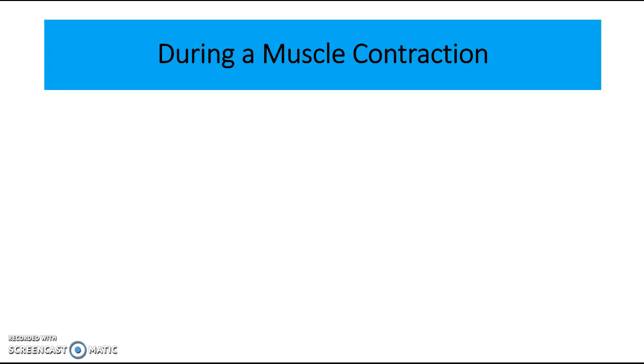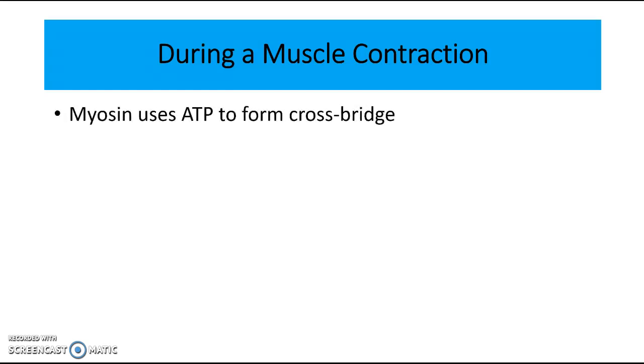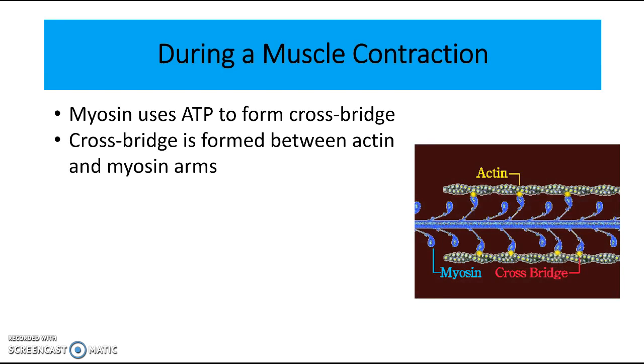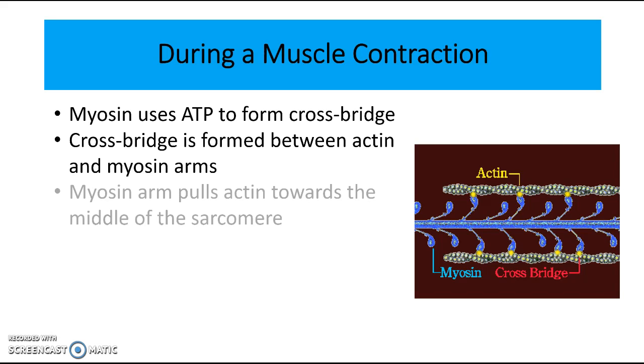So as I've just said, the myosin binds to the actin binding site using the molecule of ATP, forming a cross bridge shown in the image. As you can see, the myosin arm attaches to the actin, forming the cross bridge. So the myosin arm pulls the actin towards the middle of the sarcomere, which is also known as the M line. This is therefore sliding the actin along the myosin from both sides.